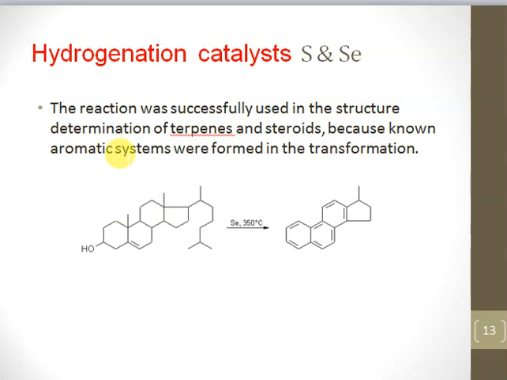Right, so there is an example in which you can see how selenium can be used for aromatization. So this is the structure of cholesterol. Right, and you may be surprised that this reaction was actually used for confirmation of structure of this cholesterol. Right, so cholesterol, when treated with selenium, that causes the aromatization of ring A, ring B and ring C.